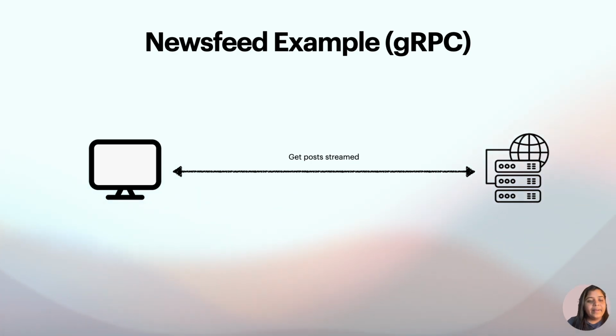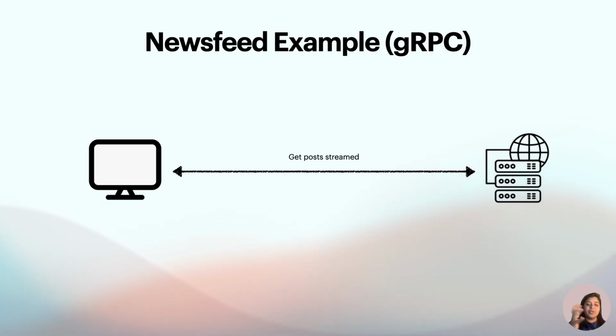You say, hey, I want a stream of posts back to me. So gRPC honestly just allows your client to send one or more requests, or have your server send one or more responses. So there's a connection that opens up, and you can send as many packets as you want in between.